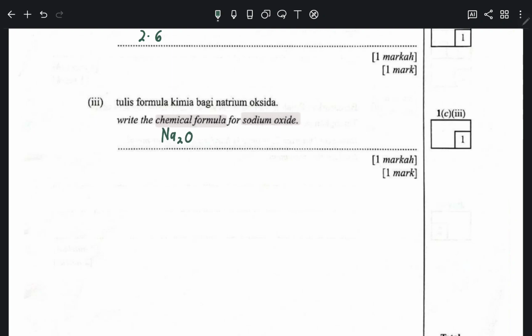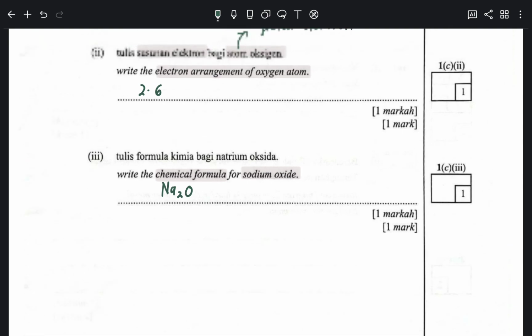Na2O. So if people ask you what is the chemical formula of sodium oxide, Na2O. Don't forget, Na is Na+, not Na2+. Ramai kata Na2 plus. No. Sodium is Na+ only. Okay. So I hope you are clear for the first question.